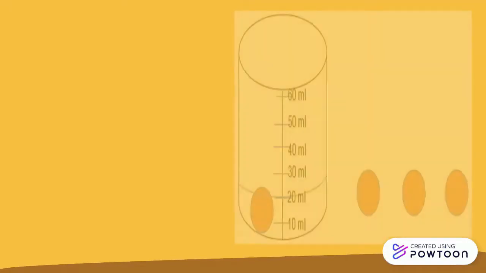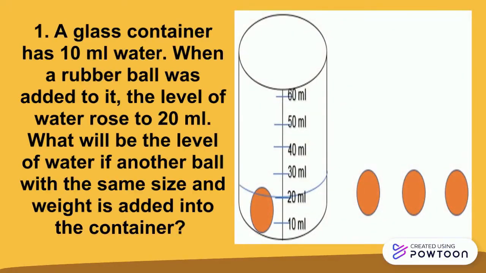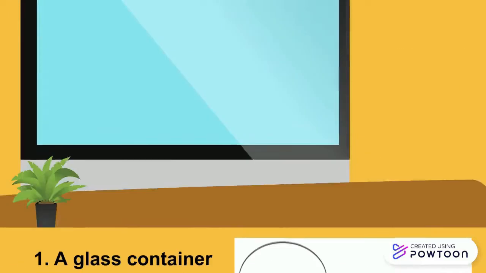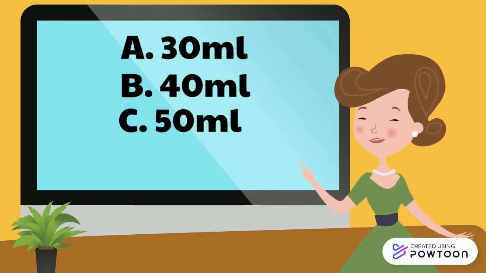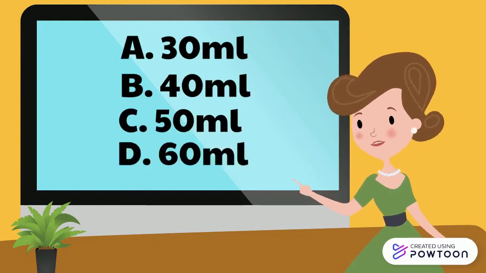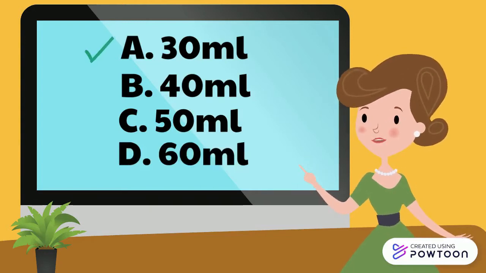Now let's predict situation number 1. A glass container has 10 ml water. When a rubber ball was added to it, the level of water rose to 20 ml. What will be the level of water if another ball with the same size and weight is added into the container? Option A, 30 ml. Option B, 40 ml. Option C, 50 ml. And option D, 60 ml. The correct answer is letter A. Very good!